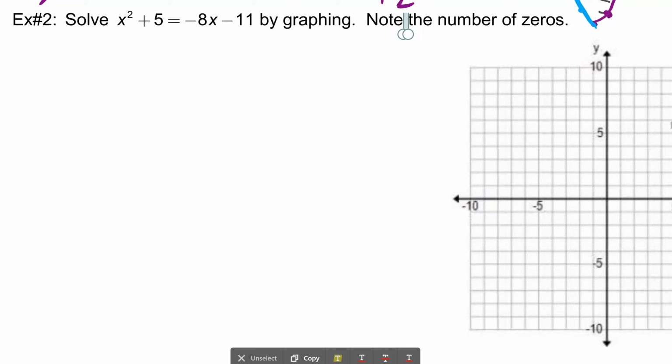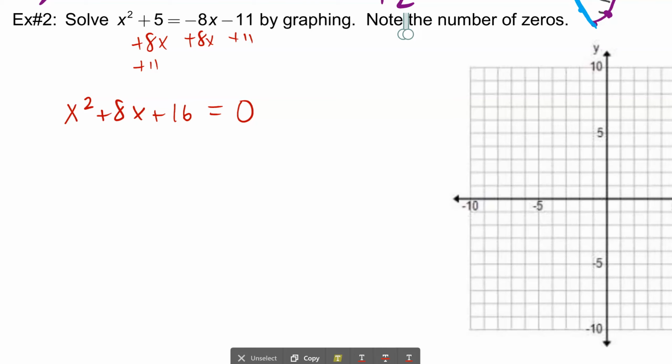Why am I choosing the left side? Because it has my x squared that way. So I need to add 8x to both sides. And I need to add 11 to both sides because I need everything to be on one side. So I have x squared plus 8x plus 16 equals 0.